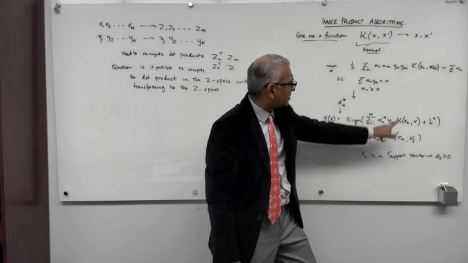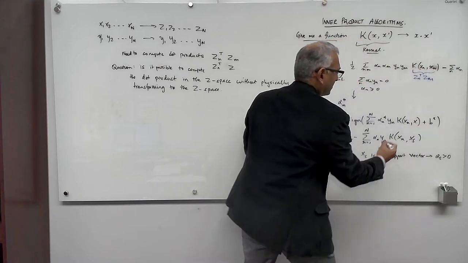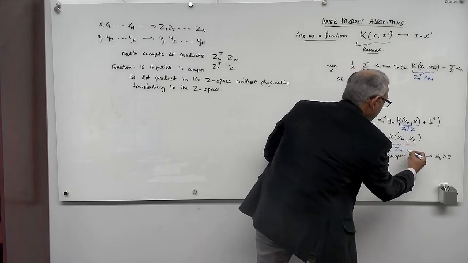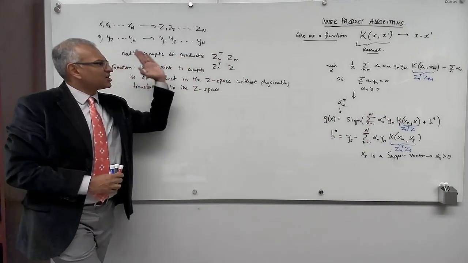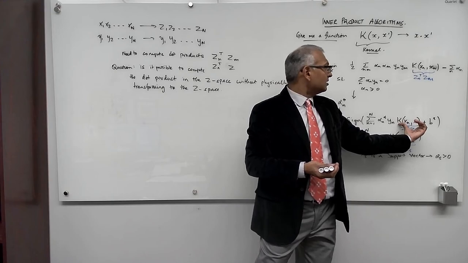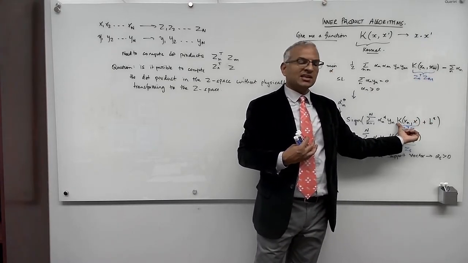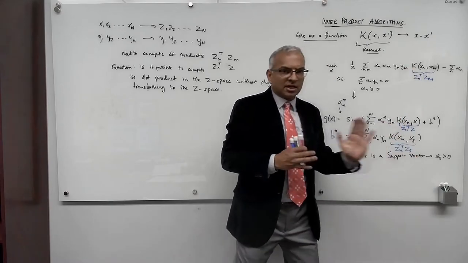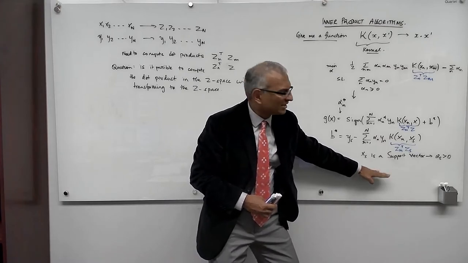So if I replace this entire algorithm with Z's, then this is supposed to be Zn transpose Zm, this is supposed to be Zn transpose Z, and this is supposed to be Zn transpose Zs. As illustrated here, one way to compute that is to physically transform into the Z space and compute these dot products. Another way is, give me a function that takes as input xn and xm and somehow magically produces Zn transpose Zm. Give me a function that takes as input xn and x and magically produces Zn transpose Z. If you could give me this function that can take xn and xm and produce the dot product in my Z space, I can run this entire algorithm completely in my X space.